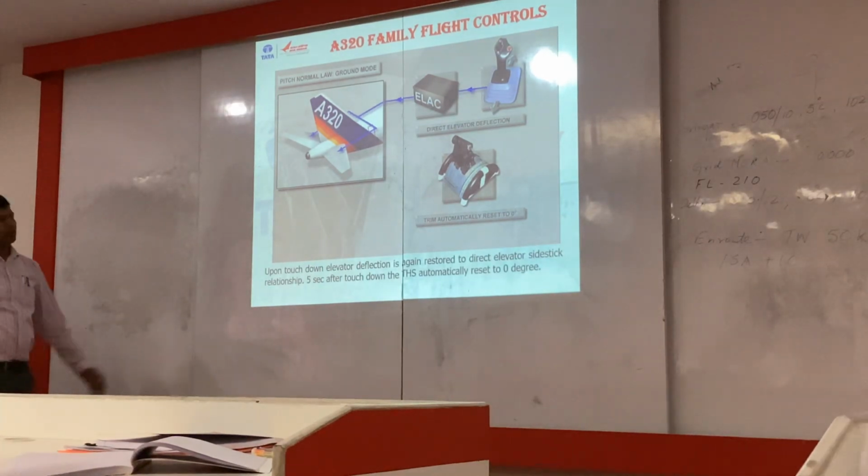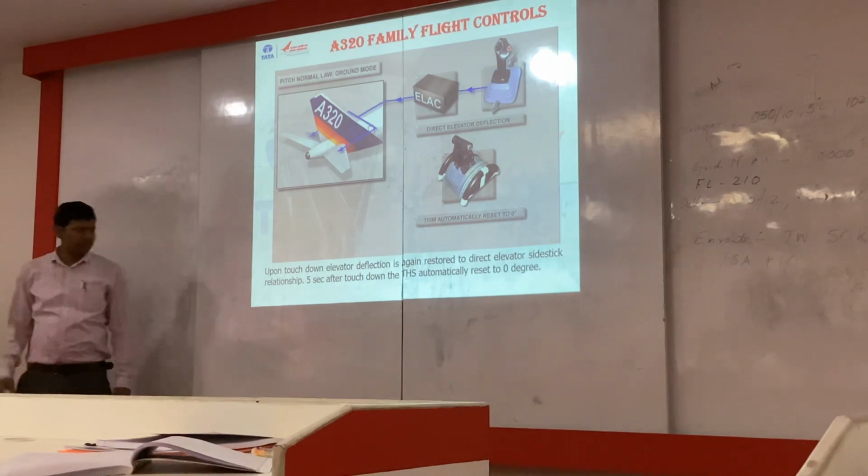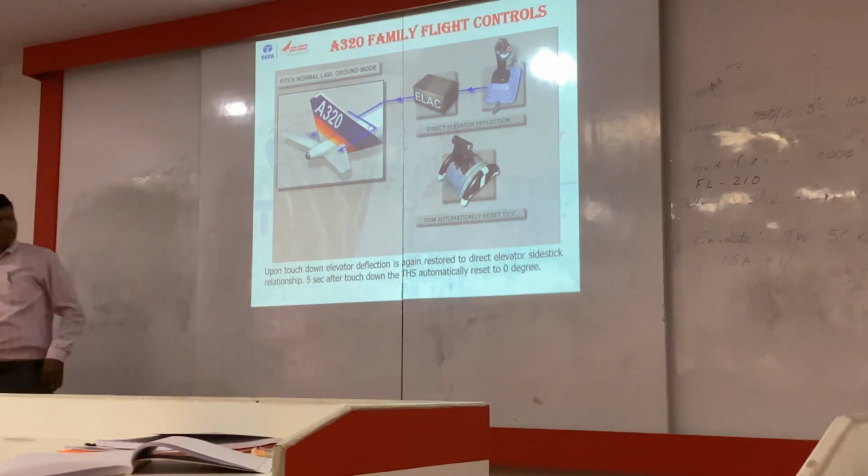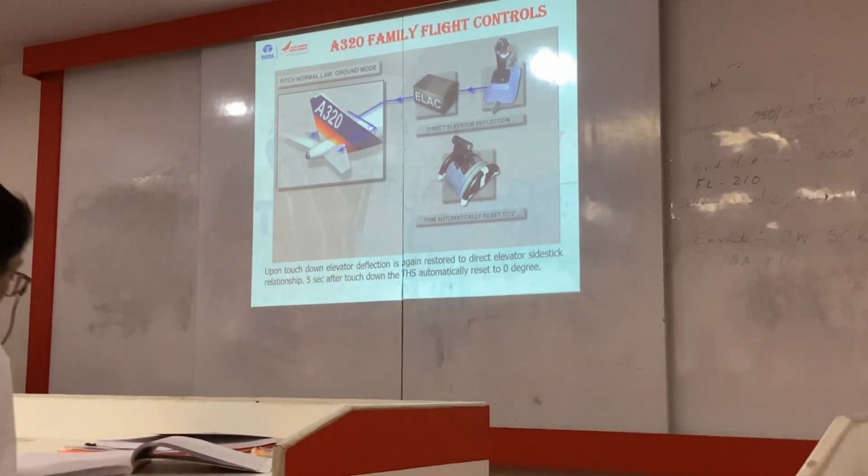Again, upon touchdown, elevator deflection is restored to the direct elevator relationship. 5 seconds after touchdown, the THS automatically resets to zero.